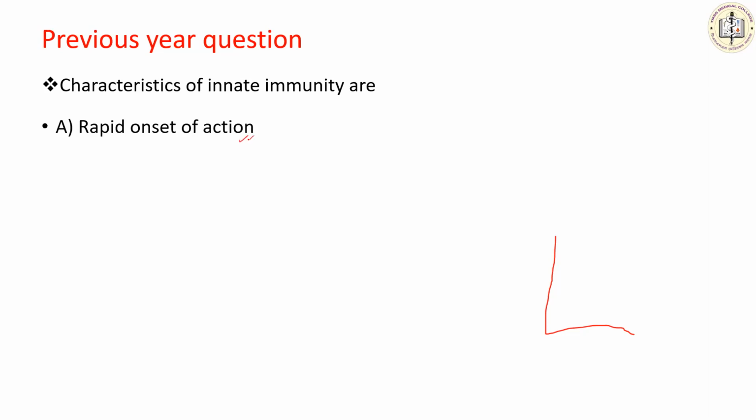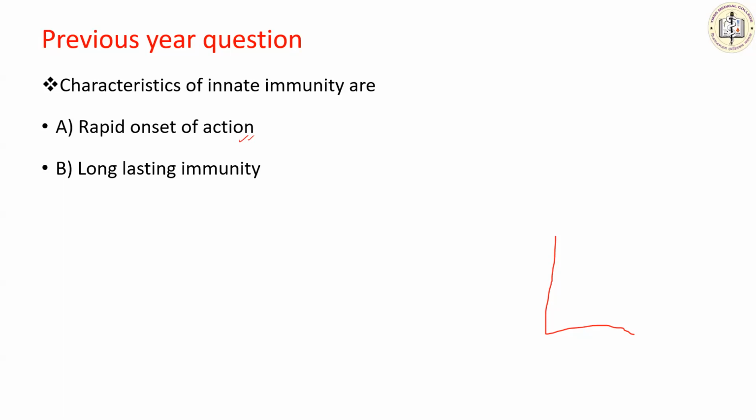True. Rapid, true, right? Whenever an antigen enters our body, our neutrophils or cells will try to get rid of it, even the skin and the pH of the gastric. They are also part of the innate immune system. So this is a rapid onset.